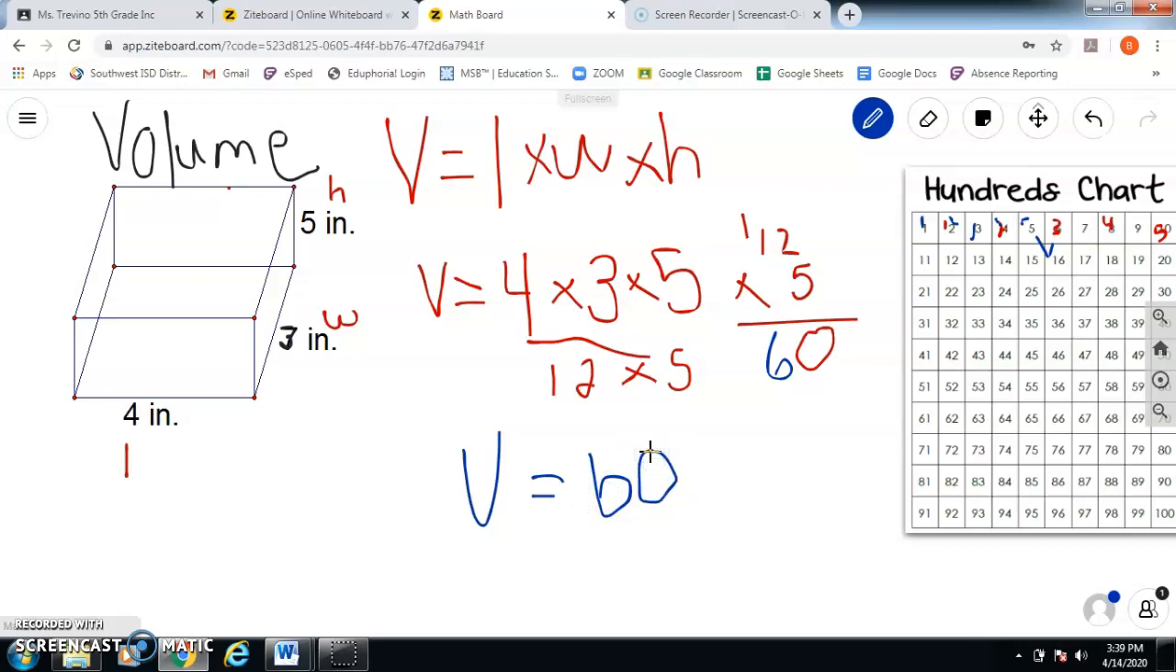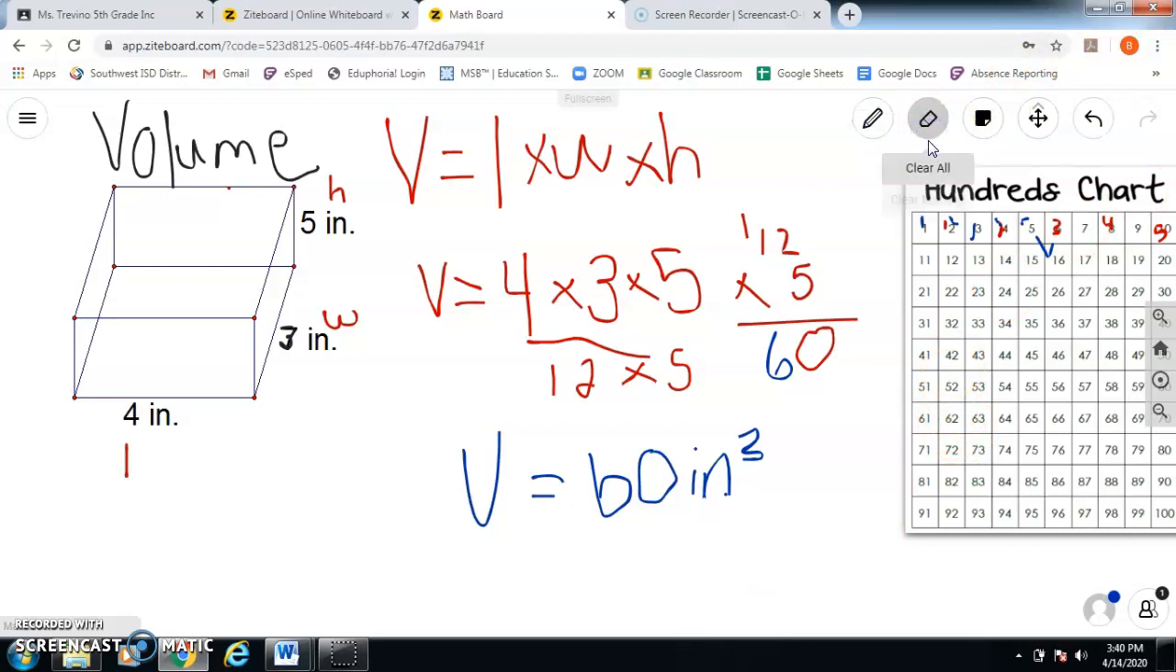Now, it's important to remember your units. You always want to include your units, so we know that it's inches. Now, is it just inches? No. It's not squared because squared is area. But, how many? 1, 2, 3. It's cubed. Okay. So your unit is going to be cubed when you're working with volume. Okay, so inches cubed, 60 inches cubed.